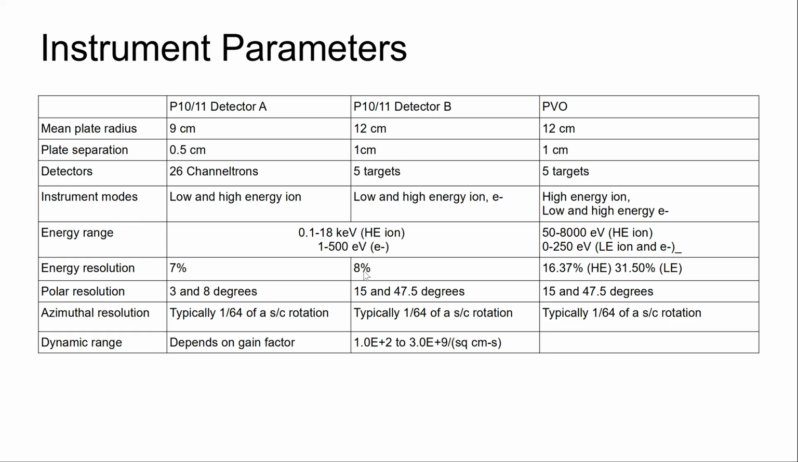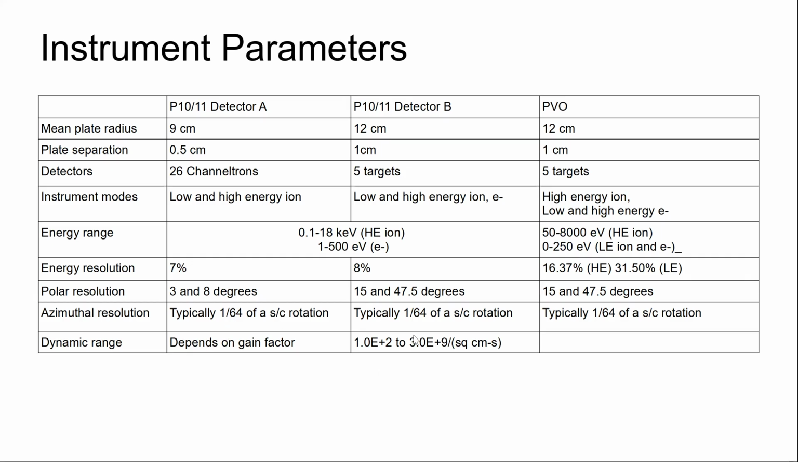Detector B had 5 targets. Since they were covering the same amount of angle, they had much less angular resolution, 15 degrees for the center 3 targets, 47 degrees for the outer targets. And Pioneer Venus was a duplicate of Pioneer 10 and 11 Detector B. Detector A was more sensitive. Its sensitivity is dependent on the gain factor. I'll talk about that briefly later.